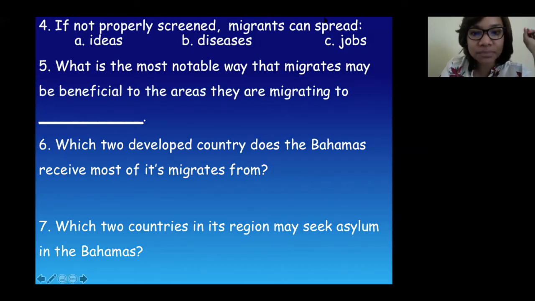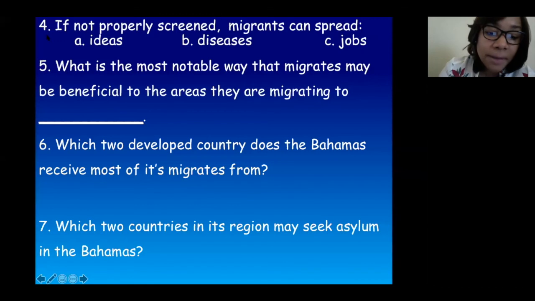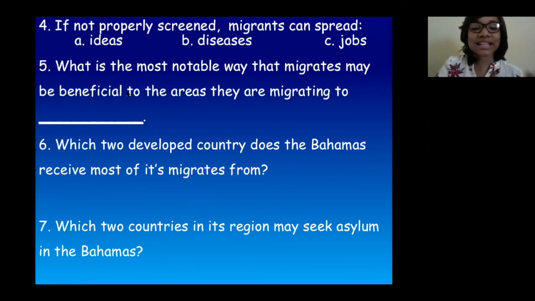Which 2 developed countries does the Bahamas receive most of its migrants from? Anyone know? Not China. Developed, Ms. Sanders. Which 2 developed countries? I'm going to give you the answers. You can't say America. There's a problem you have when you're answering questions, especially for your final exam. America is a broad topic because you have America meaning North and South America. If you're referring to the United States, you have to say United States. So our 2 developed countries are definitely the United States and England.